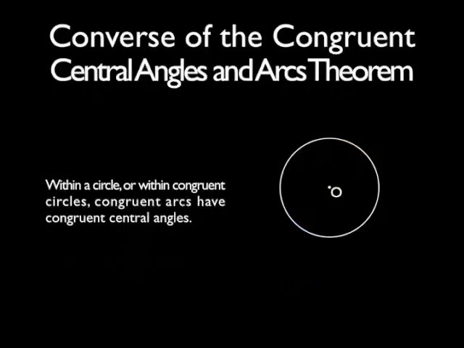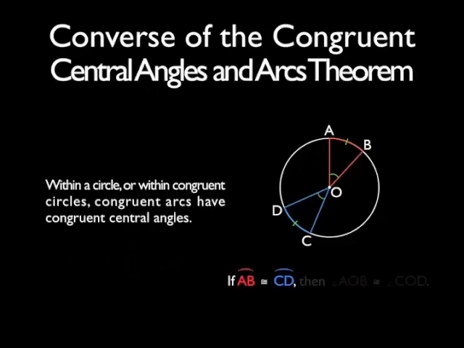The converse of this is also true. Within a circle or within congruent circles, congruent arcs have congruent central angles. In other words, if arc AB is congruent to arc CD, then the measure of angle AOB is congruent to the measure of angle COD. And we're going to do this in exactly the opposite way, except it's going to be even faster: since the measures of the arcs are the same, the measures of the central angles have to be the same by definition.